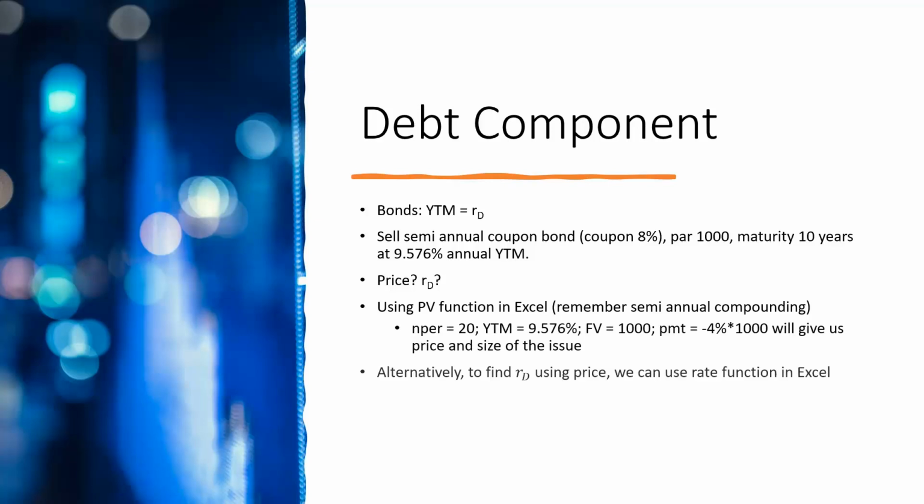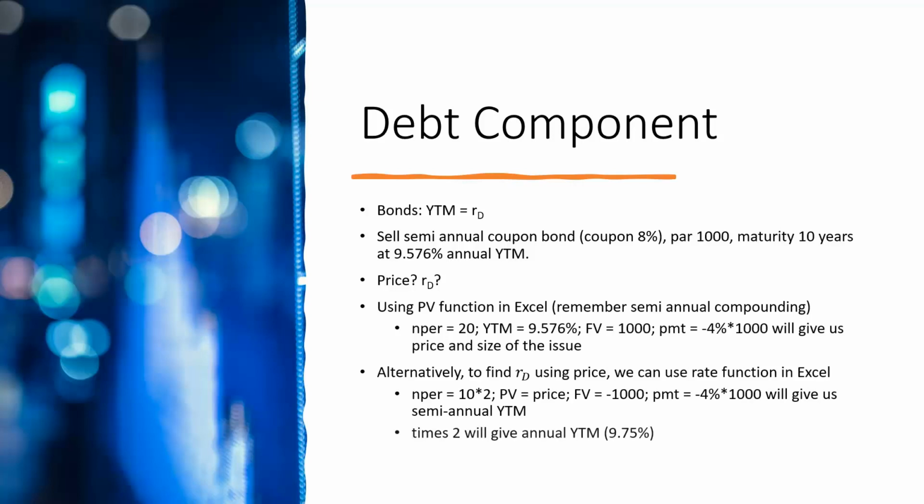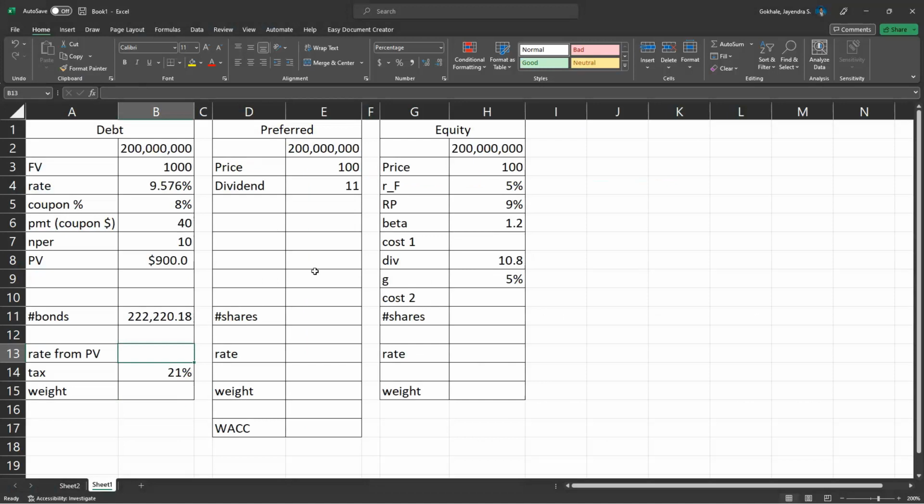And going back to the point, this will give us the price and the size. So we've determined both. Alternatively, there are some real life examples in which we need to calculate the rate if the price is given to us. Here we can use the price to find out the YTM using the RATE function. So these are the two questions that we have. We have already solved the first. We're going to solve the YTM part now. So let's do that.